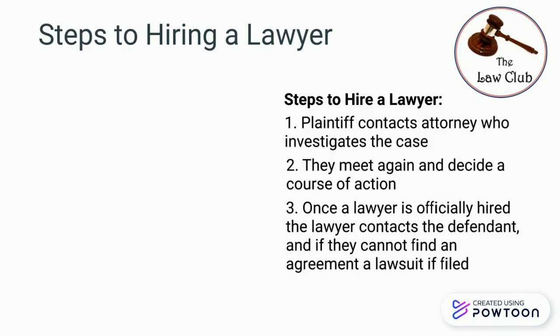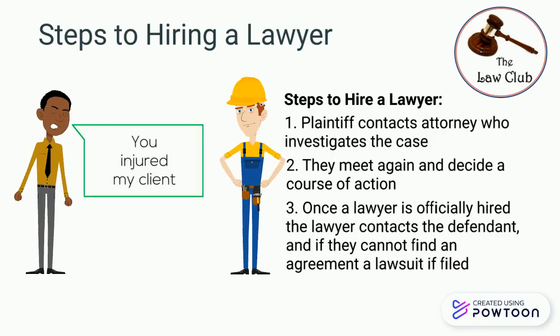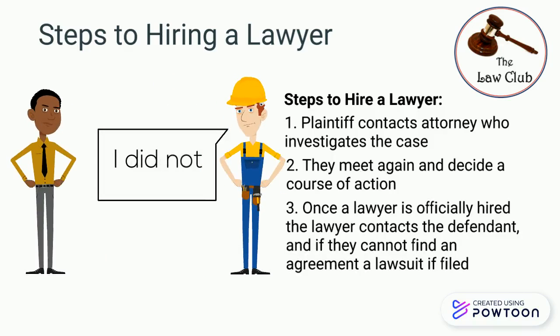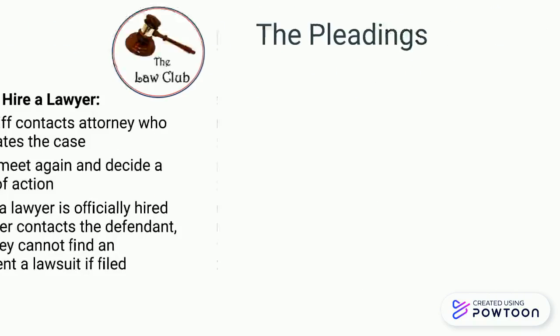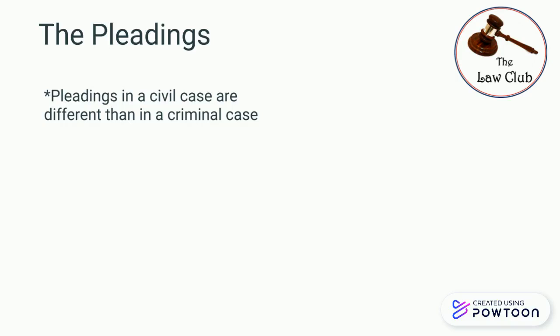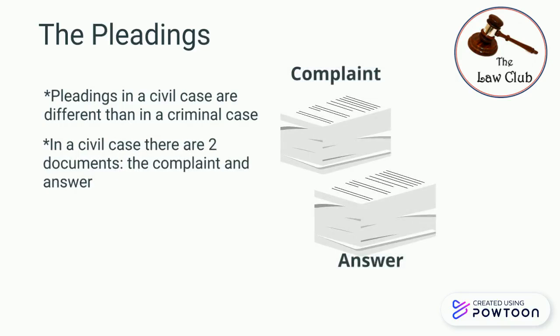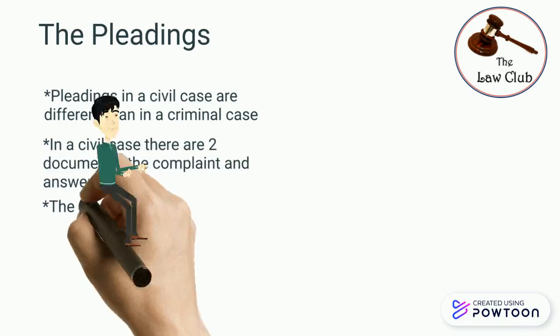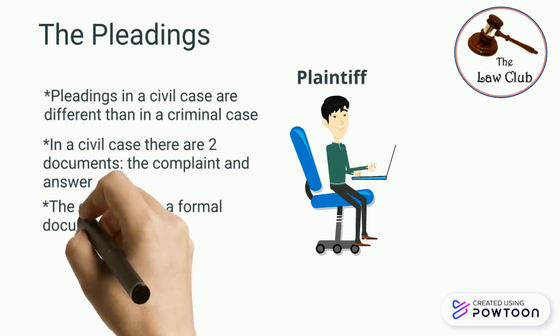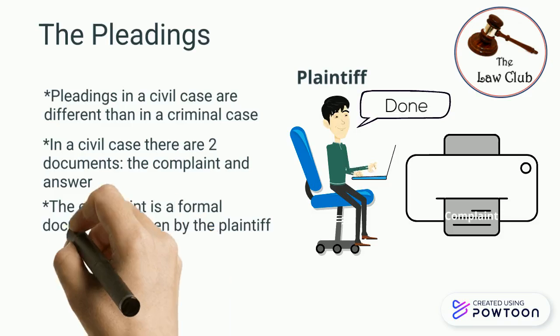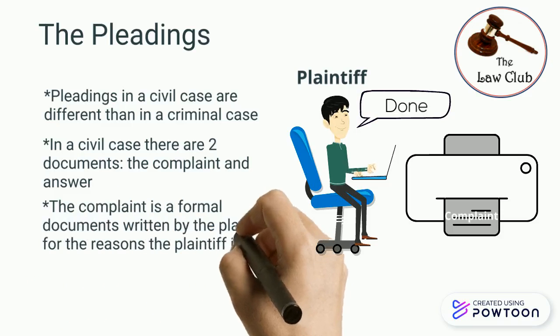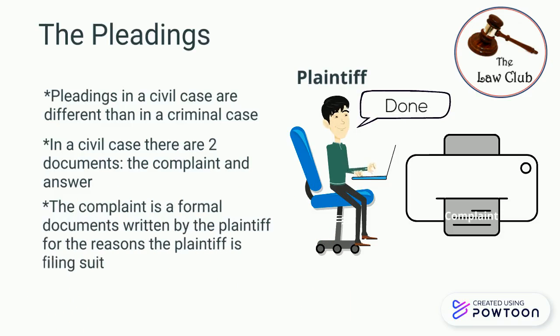Once the lawyer is officially hired, the lawyer contacts the defendant, and if they cannot find an agreement, a lawsuit would be filed. Pleadings in a civil case are different than in a criminal case. In a civil case, there are two documents, the complaint and answer. The complaint is a formal document written by the plaintiff for why the defendant is being sued. It usually includes a demand for judgment for the relief the plaintiff seeks.